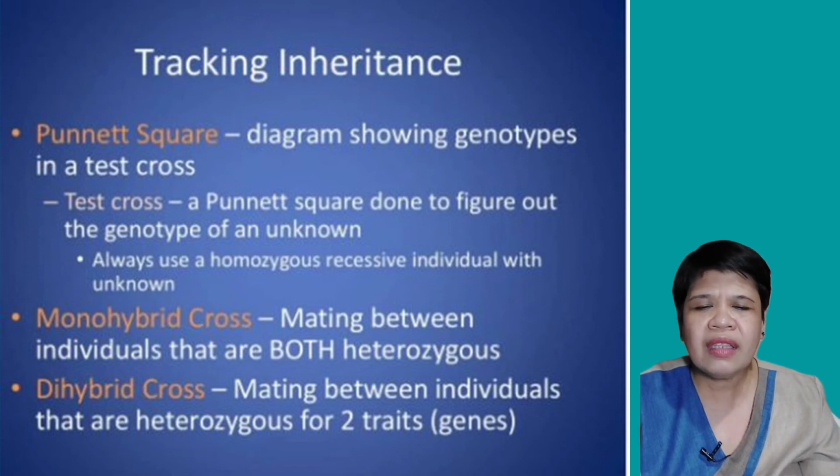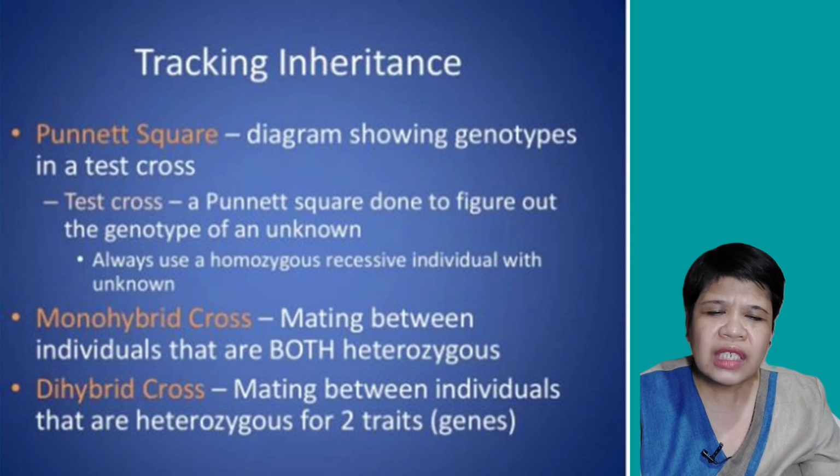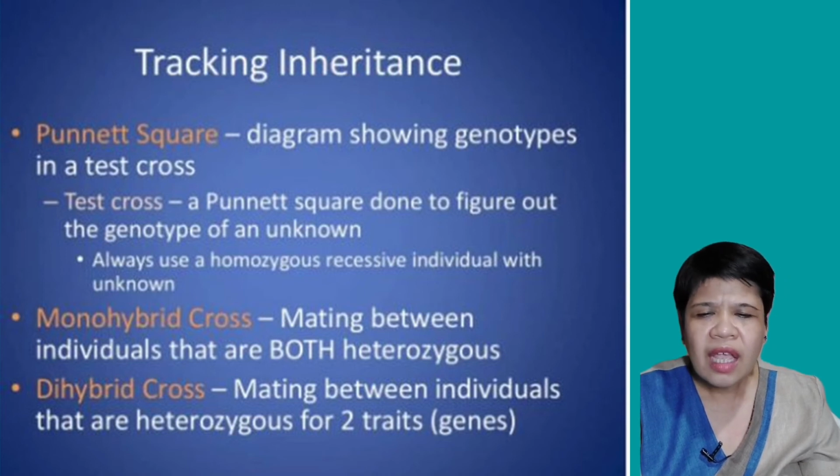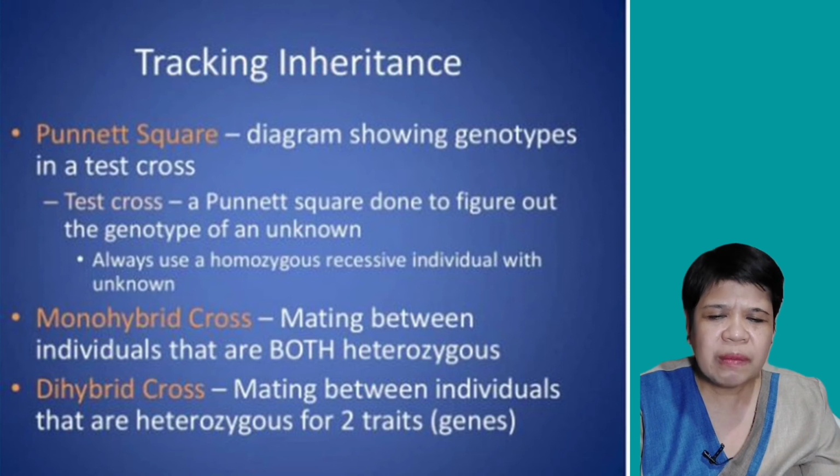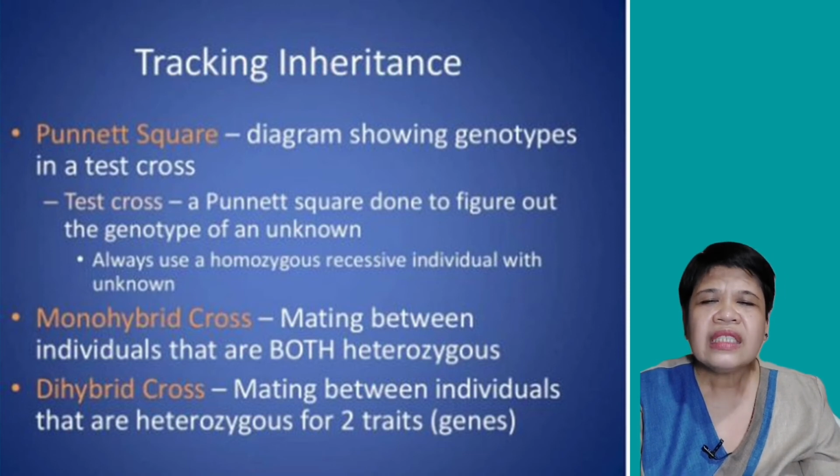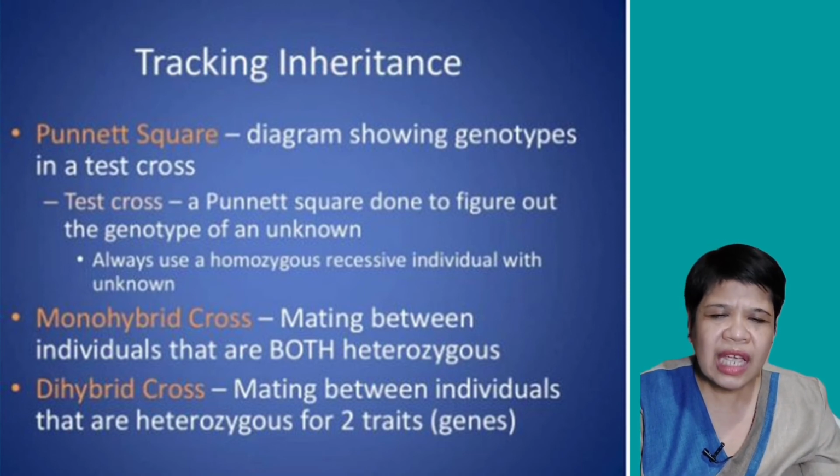So, Gregor Mendel did some crosses such as monohybrid and dihybrid cross. Now, what do you think is the difference between these two? Hybrid is the offspring of a mixed trait. So, when we talk about monohybrid cross, it is the mating between individuals that are both heterozygous.